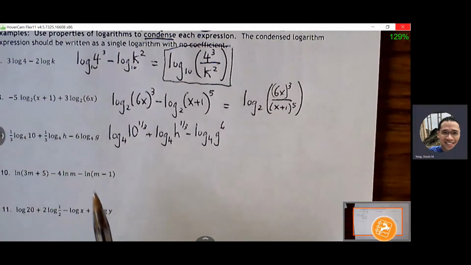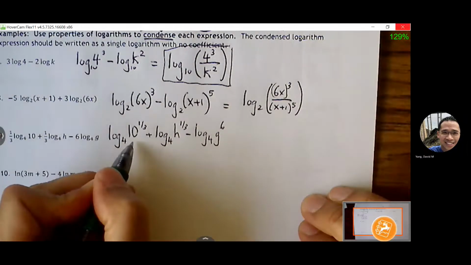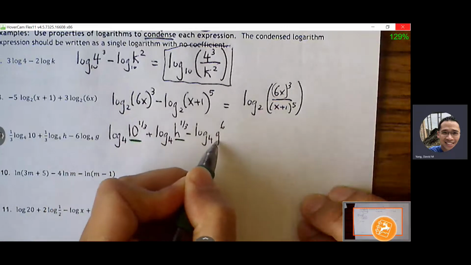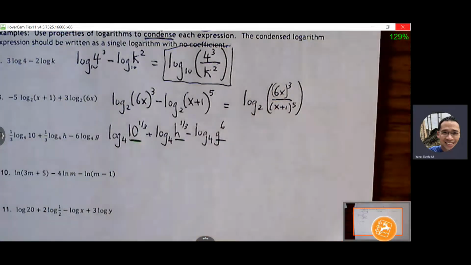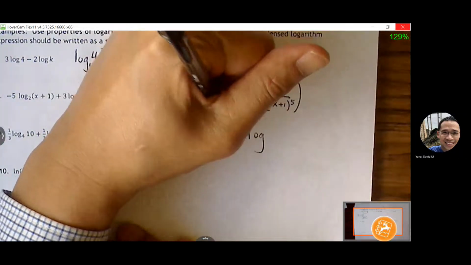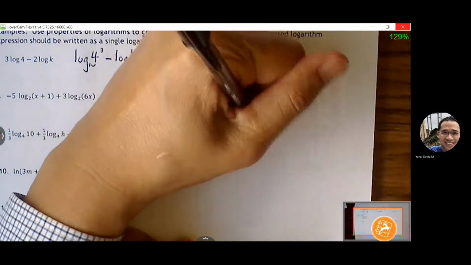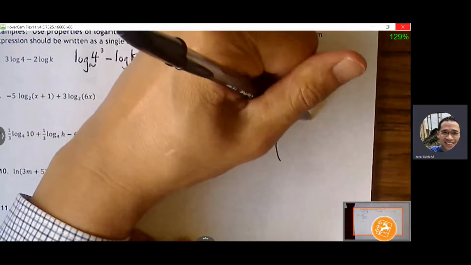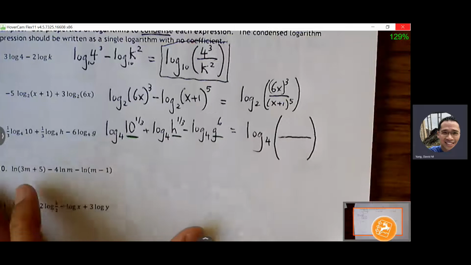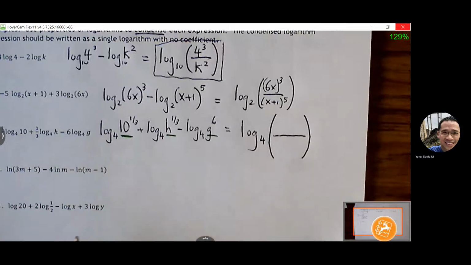Okay, so now we need to find a home for g to the 1/3, h to the 1/3, and g to the 6th. They're all going to go under one log. So we have to decide, where does it go? What's going to go in the numerator and what's going to go in the denominator? What do you guys think?